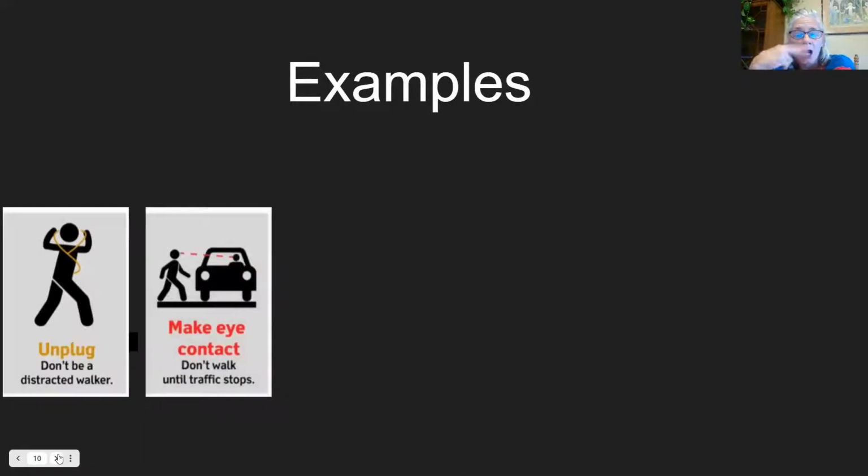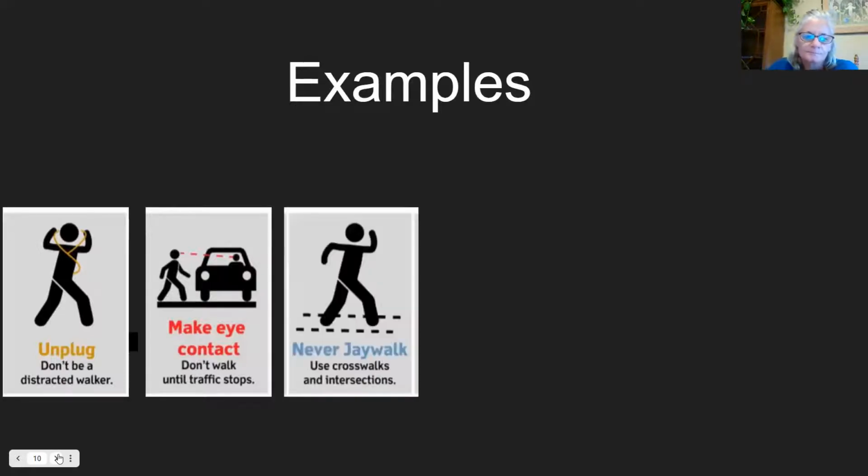You said making eye contact with the driver. When you stop at that curb, before you stop, if there's a car there, you make sure you make eye contact. Don't walk until the traffic stops. And we said never jaywalk. You have to use the crosswalks and the intersections.